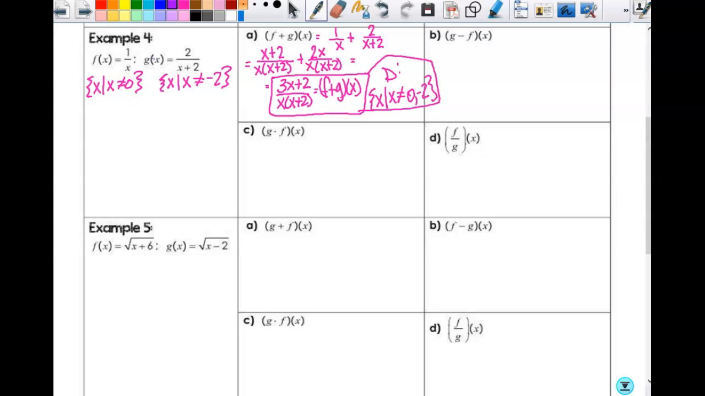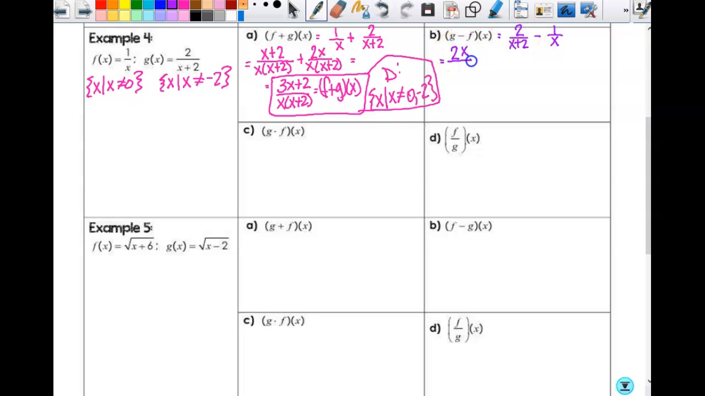Okay. Then I have g minus f of x. So g is 2 over x plus 2 minus 1 over x. So once again, I have to get a common denominator. Well, I just did that, so it's not that big of a deal. I'm going to get x plus 2. Oh, no, I'm not. I'm doing the second one for some reason. Hang on a second. I'm sorry. Okay. So this one I multiply by x over x.